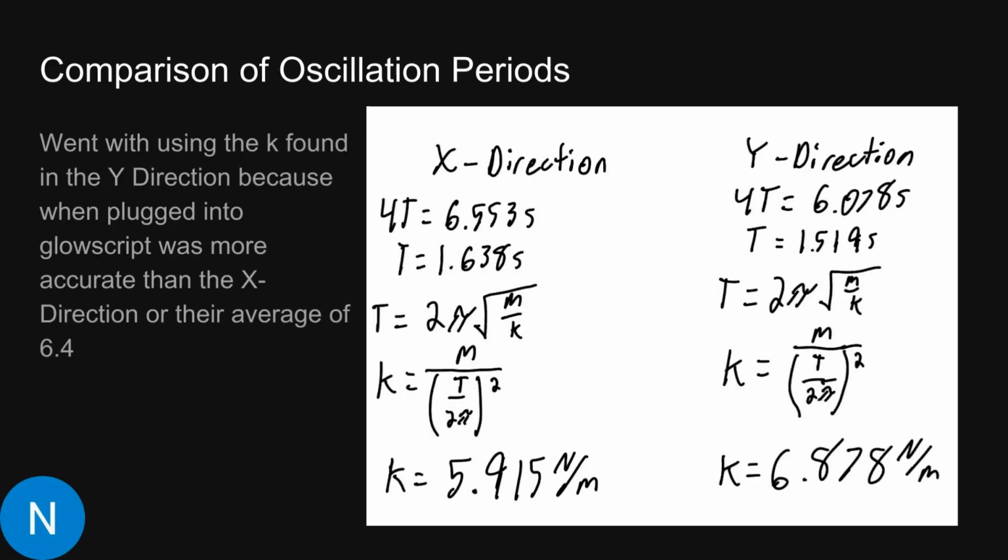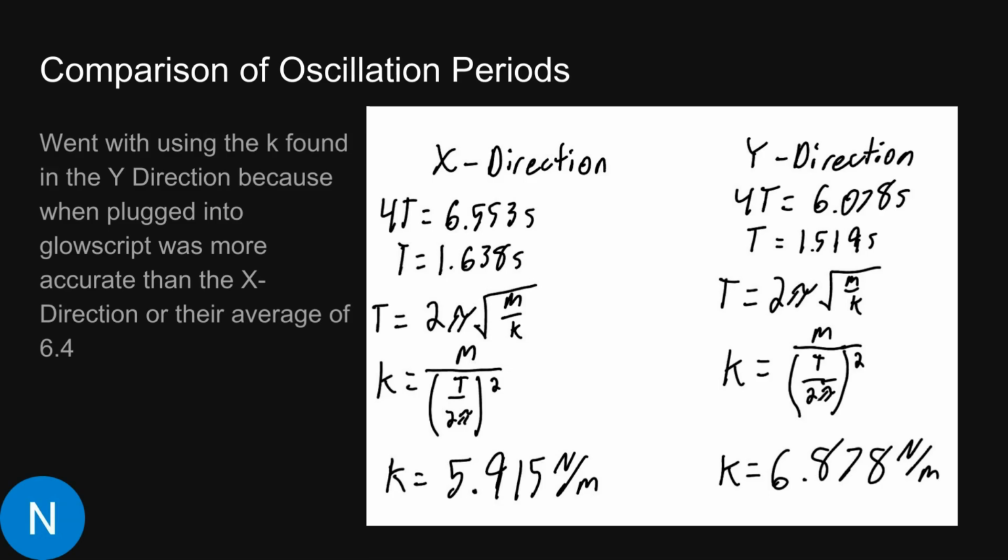So here are the comparison of oscillation periods. We went with the K found in the Y direction because when plugged into GlowScript, it was more accurate than just the X direction, or the average of 6.4. We calculated both the X and Y directions oscillation period by looking at the graph from Tracker, finding 4 cycles, and then we divided that by 4 to find t, rearranged the oscillation equation to isolate for k, the spring constant, and then plugged in that oscillation period to get the k's.